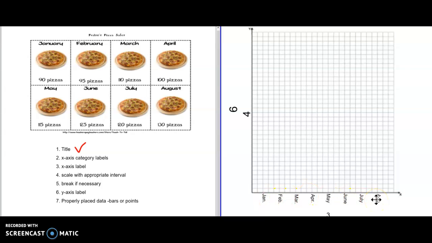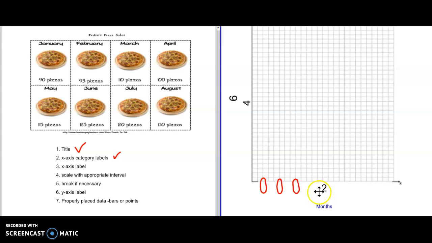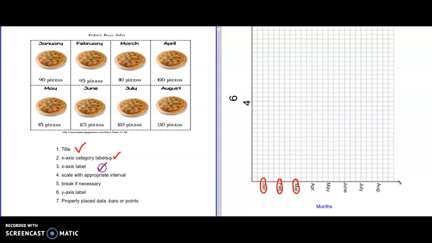Now I want you to notice something important. This is super important, and this changes between our different types of graphs. Notice I have the January label right there underneath that line, and the February label is right underneath the line, so is the March label. Okay, and I'll talk about why here in a second. So we have our category labels. We need an x-axis label. Well, January, February, March, April, May, June, and July, they are all months. So my label for the x-axis would be months.